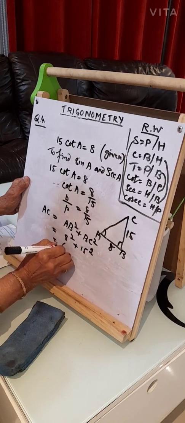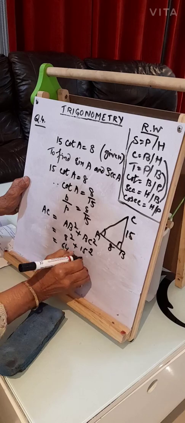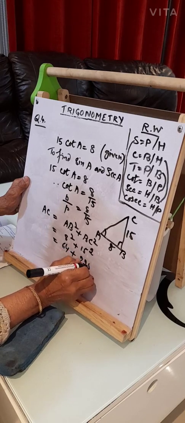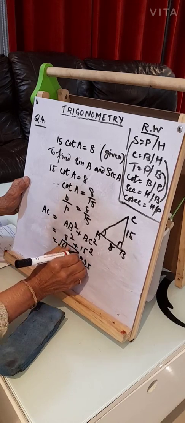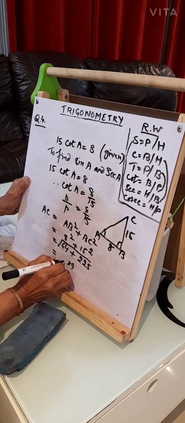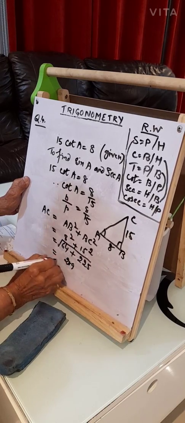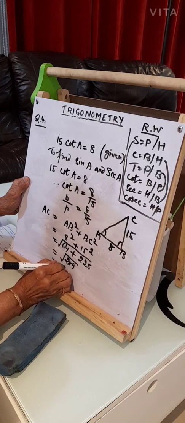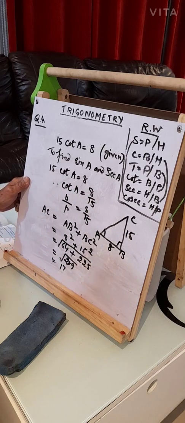8 square will be 8 into 8, 64. 15 into 15 will be 225. Adding, 64 plus 225 is 289. So under root of 289 is equal to 17. 17 into 17 is equal to 289. So you have found out the value of AC now.